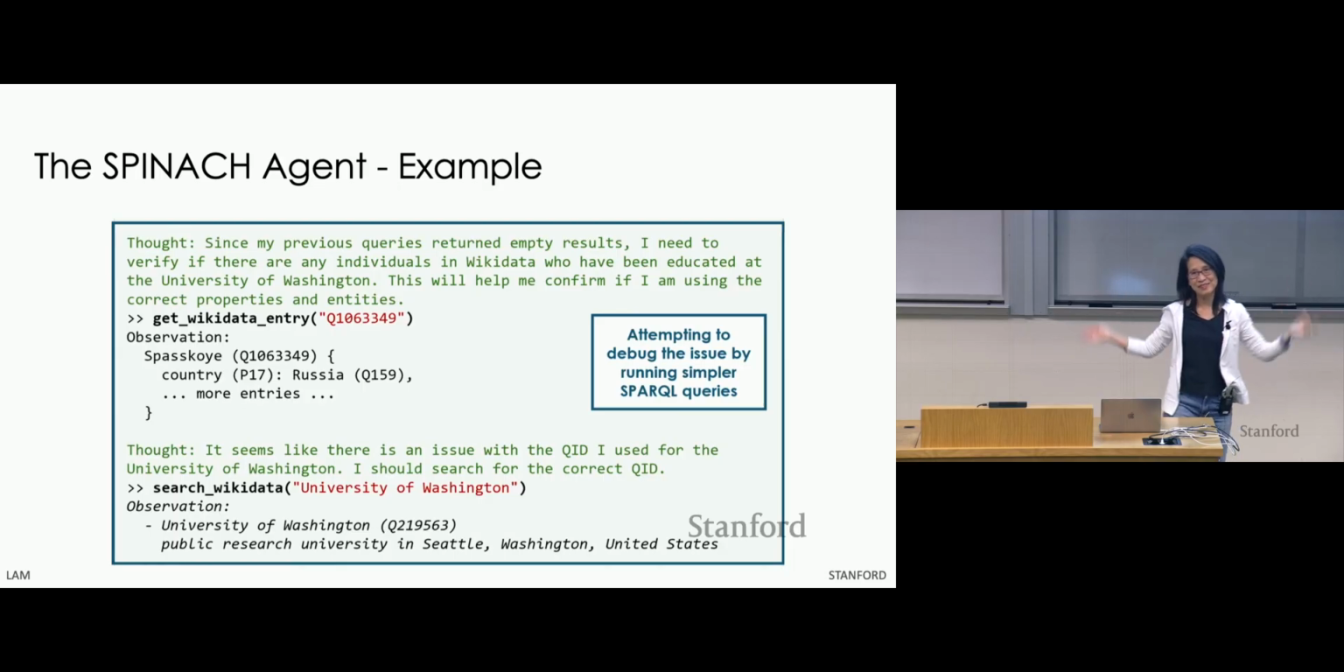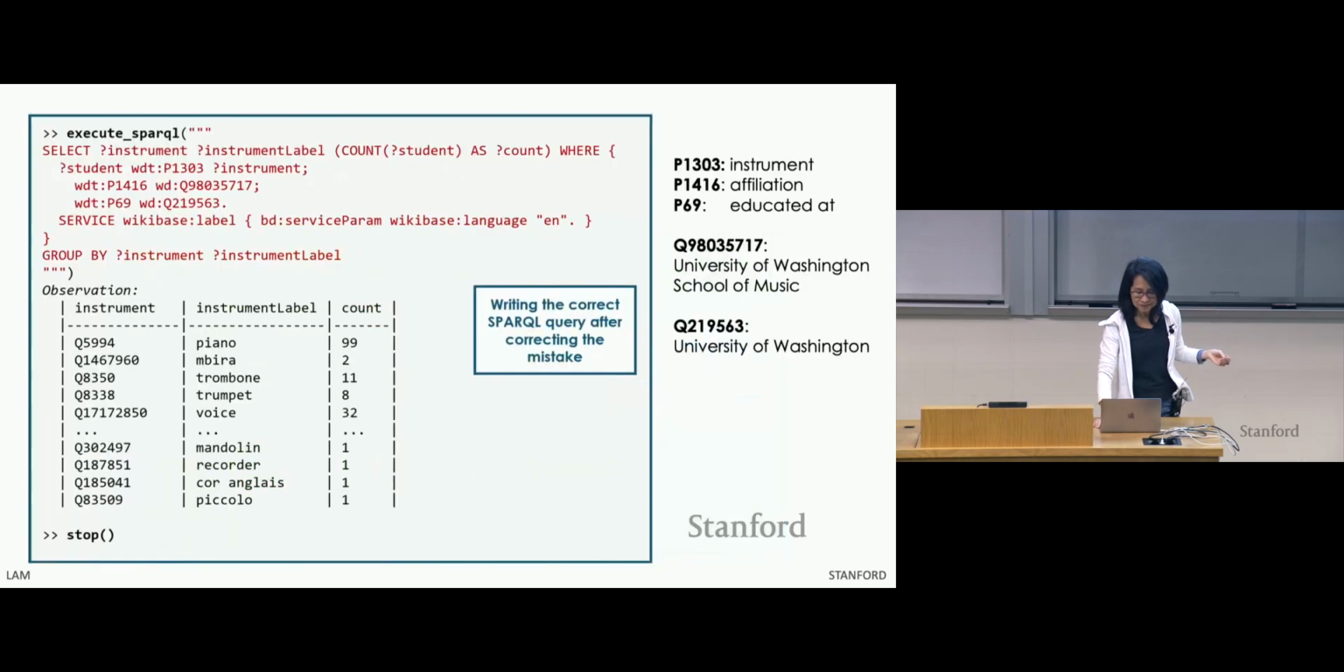Random number, you are nowhere near where you are. And it observes that. It realizes that. It says, it seems like there's an issue with the QID I use for the University of Washington. I should search for the correct QID. It actually does the search again. It has done it before, it just has forgotten, because the query is a bit long. And at that point, it puts into this query, and it gets the answer, and we solve it, okay?